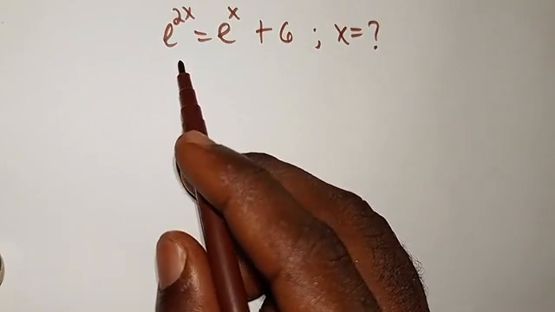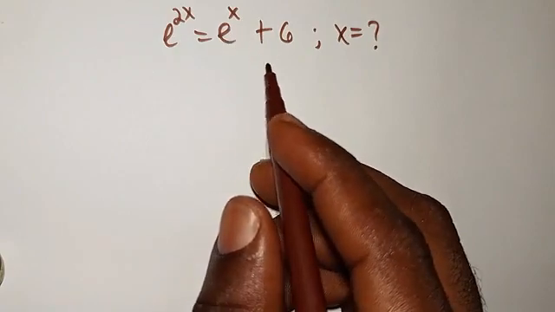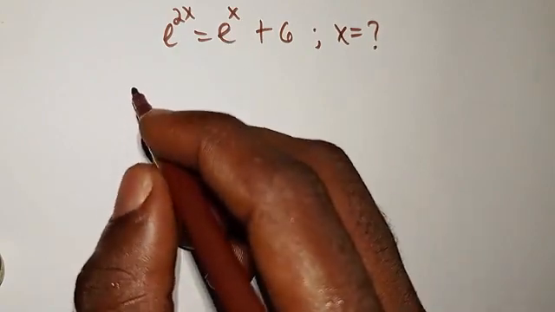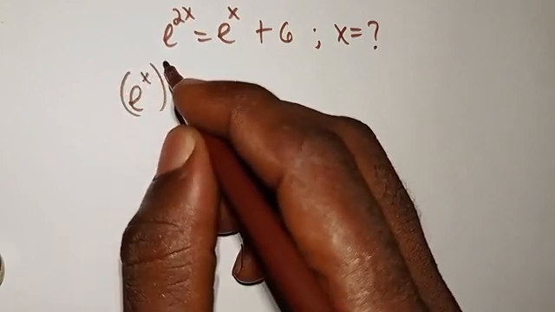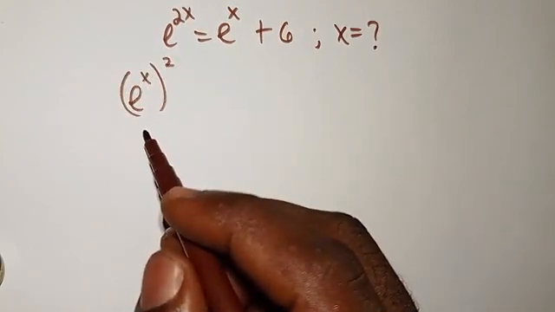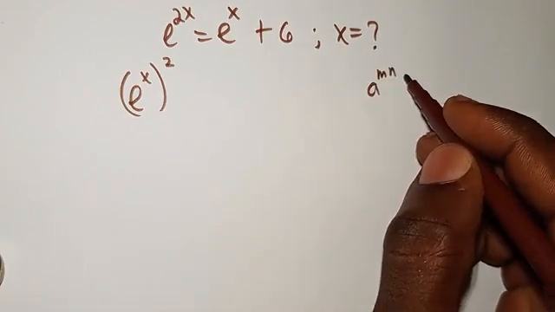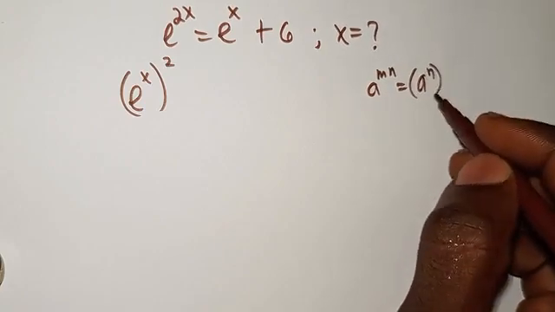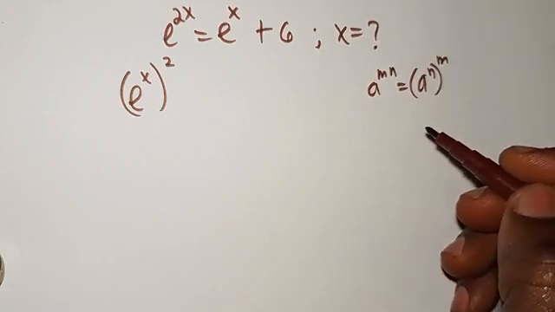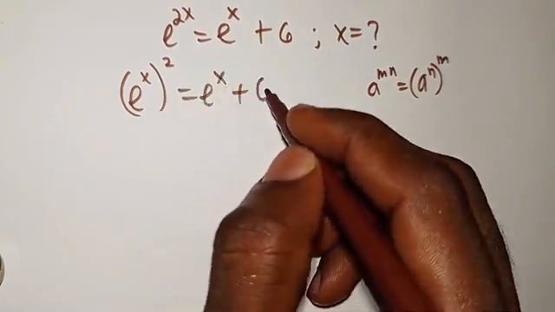Let's see how we are going to solve this exponential problem. So now from here, I can rewrite this equation. We have e to the power 2x equals e to the power x plus 6. I can rewrite this to be (e to the power x), then I put the 2 outside. That is from the law of indices, right? So when you have a to the power mn, I can write this to be a to the power n, then I put m outside. Is it the same thing? So it equals e to the power x plus 6.